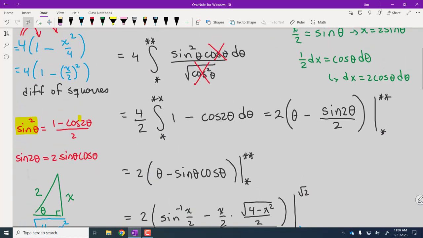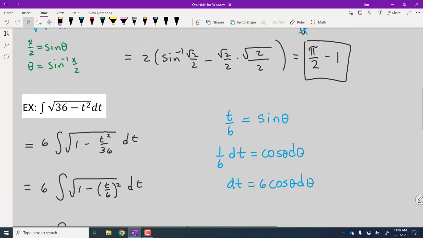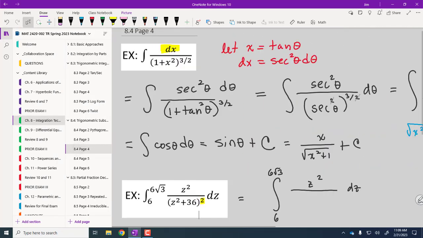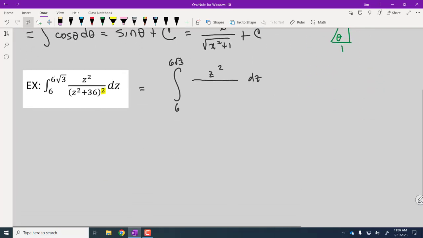Down here, where is the next one? Right here. This 36 comes to the front, but it comes with the power. The power is a 1/2, so that has to come with it. With this one, the power is 2, so this 2 is going to come with it. When we factor that 36 out, the 36 is in the denominator, but that power has to come along with it. You could square it out if you want and turn it into 1296 or whatever it is. I'm not going to do that yet because sometimes with trig sub you end up with cancellation later on.